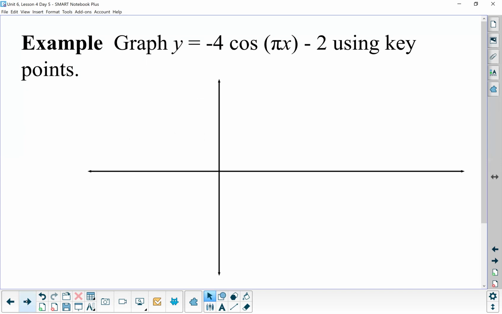So if we use what we know about our cosine function and sine function, we can graph. The only thing we're adding with today's graph is a shift up or down. So I'm going to start with cosine of x.